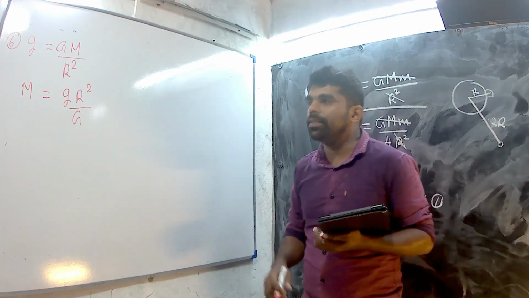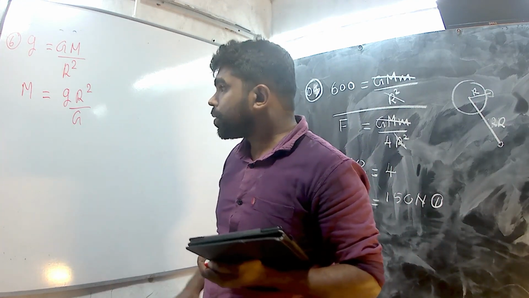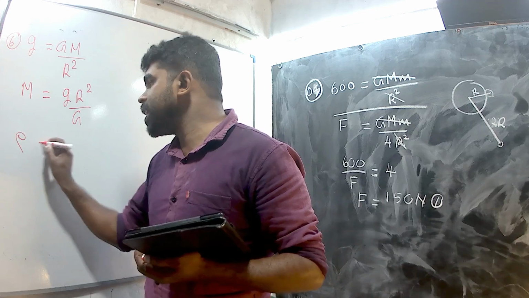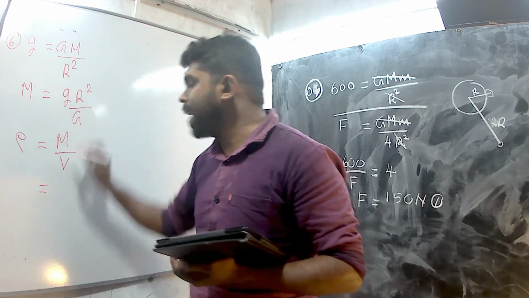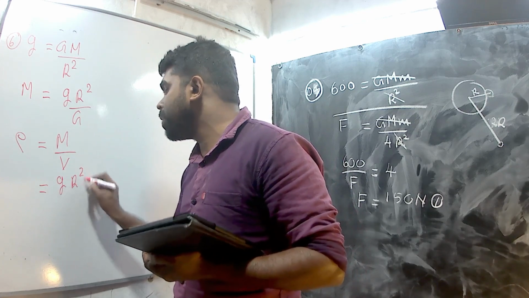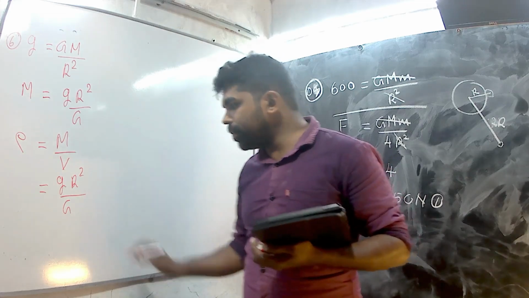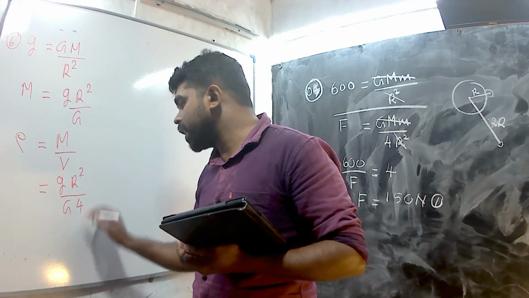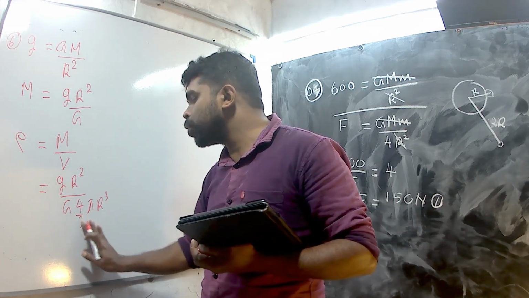Now we have to get the density. Density equals mass divided by volume. We can substitute the mass g R squared divided by capital G. The volume of a sphere is 4 over 3 pi R cubed. We can get 3 to the numerator.